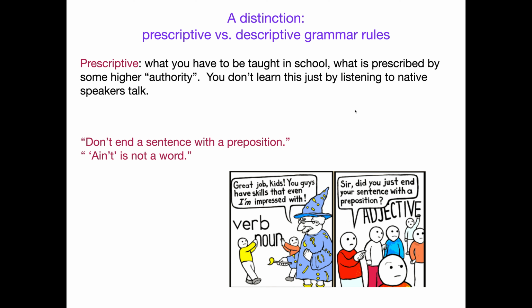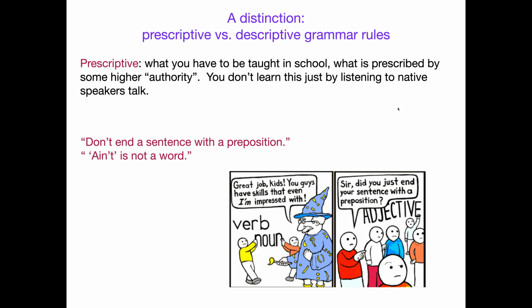Let's talk about a distinction between prescriptive and descriptive grammar rules. So prescriptive is just like what it sounds like. It's prescribed. It's what you have to be taught, usually in some sort of formal schooling, what's prescribed by some higher authority that thinks that they know how you ought to use language, right? We often actually get this in writing, where there are certain rules that you use in writing that you wouldn't use or you wouldn't have to follow when you're speaking.